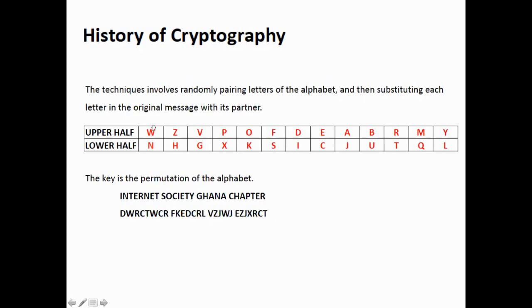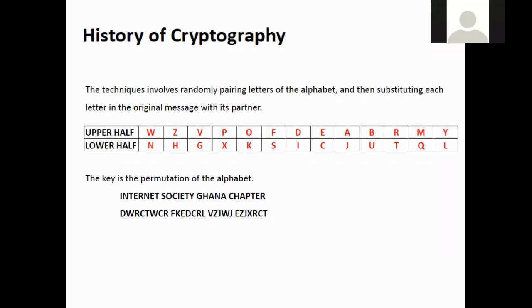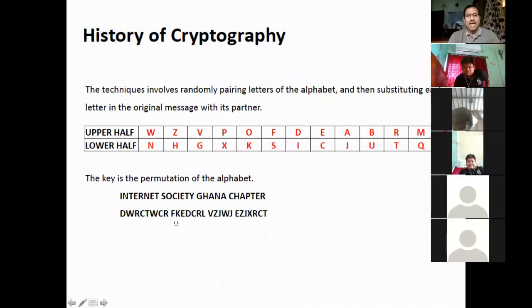So this is a sort of permutation of the alphabet, and this was used a lot in previous years of cryptography, or the previous examples of cryptography. So this is the way you can see the Internet Society Ghana chapter has been converted to a particular ciphertext.